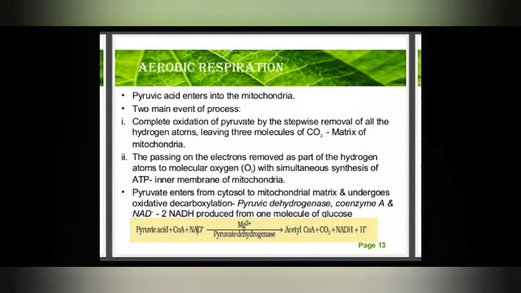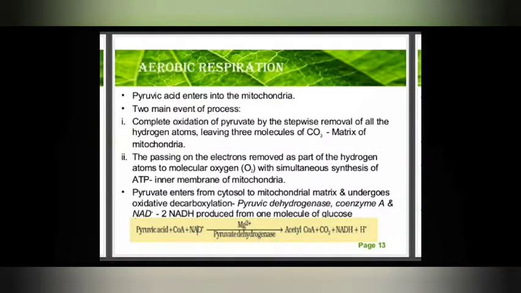And then the second process, which follows, is the passing on of the electrons removed as part of hydrogen atoms to molecular oxygen with simultaneous synthesis of ATP, and that takes place in the inner membrane of mitochondria. So in today's lecture, we will be dealing with the first part. We will be studying the details of Krebs cycle, whereas the electron transport system we will study in the next lecture. So let's now study the details of this very important cycle, called Krebs cycle.